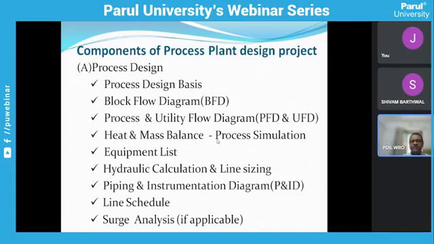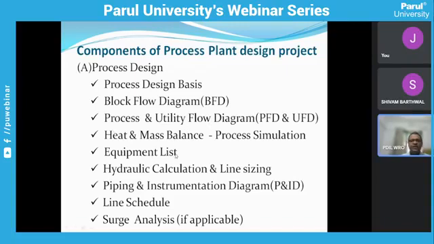Then heat and mass balance. Heat and mass balance is done based on the process flow diagram. Because if you have prepared a process flow diagram, then at each individual location, you have to calculate the flow rate and the process parameters, that means pressure, temperature, flow rate, concentration, whatever parameters are applicable for that particular chemical plant, using some number of equations. The heat and mass balance is basically done using some empirical equations, some simple equations also, and nowadays these are done using simulation software.